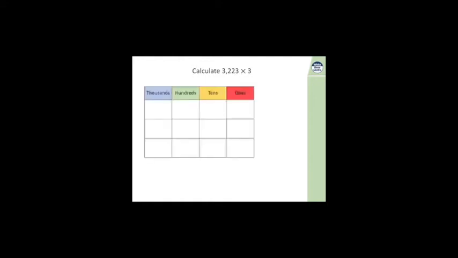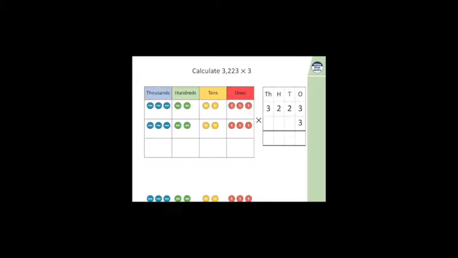3,223 times 3. I'm going to show you it on a place value grid as well. Here's our calculation, our short multiplication. And here is 3,223 times 3, because that is what multiplication is. It's repeated addition. When we work out short multiplication, we start off on the right-hand side, as with our addition and subtraction. So starting off on the right-hand side, 3 groups of 3.